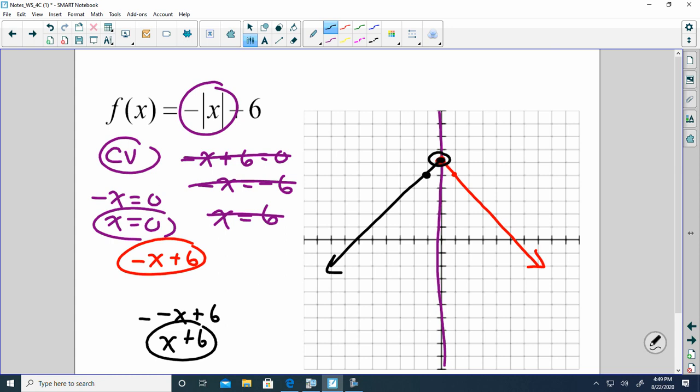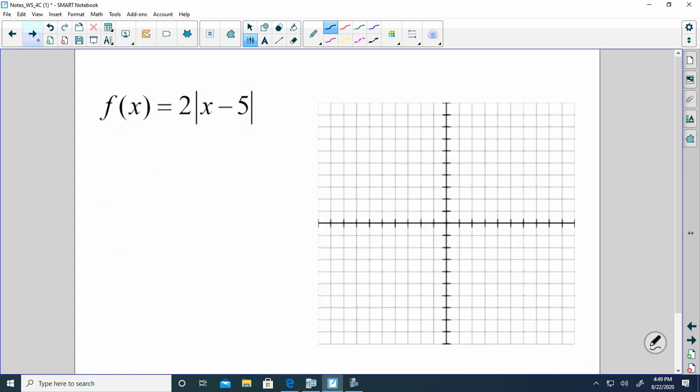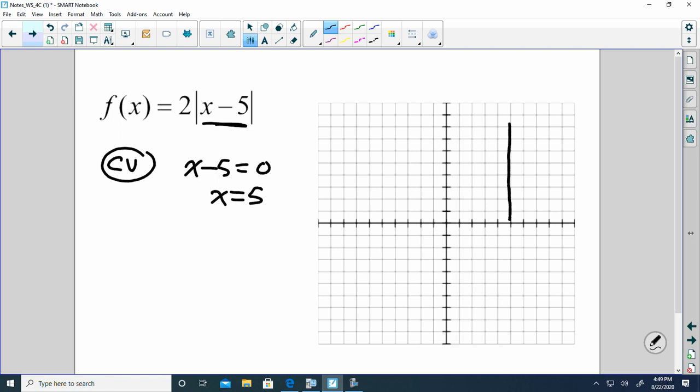Let's see if I can actually teach this more appropriately on this next problem. Okay, first thing I want to do, I want to find my critical value. So I'm going to take this right here, set it equal to 0, so x equals 5. At 5, 1, 2, 3, 4, 5, I'm going to have where my critical value is going to take place, meaning my turning point of my absolute value graph.